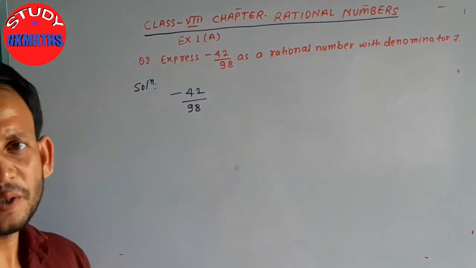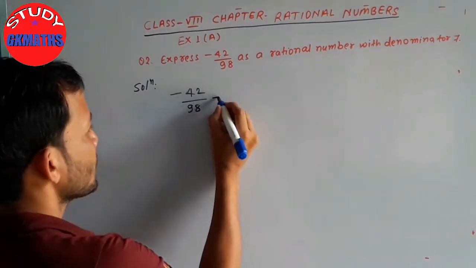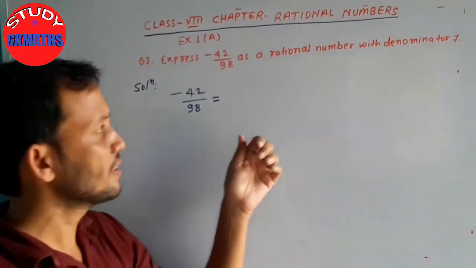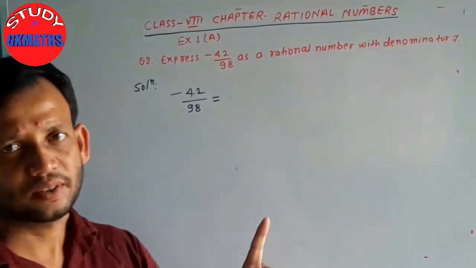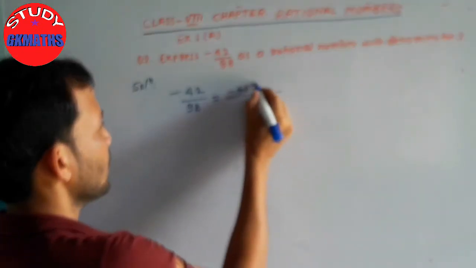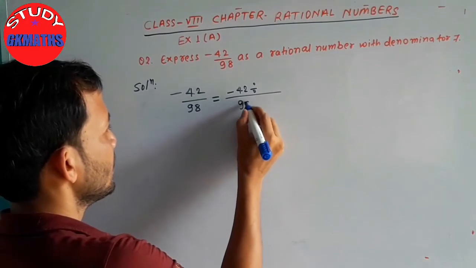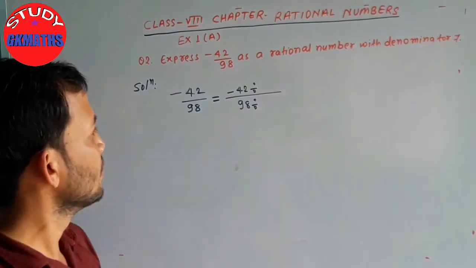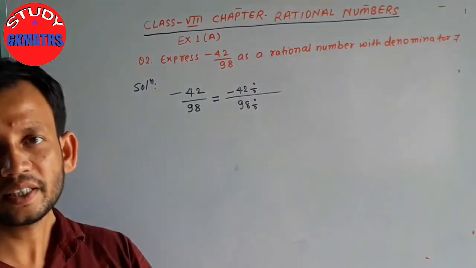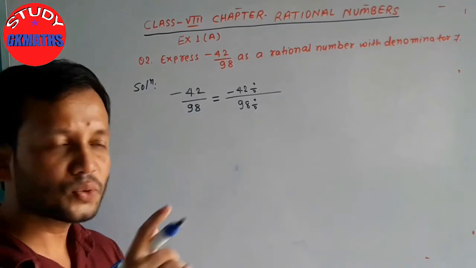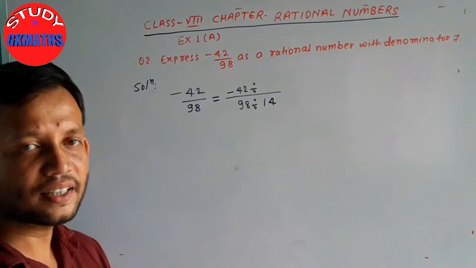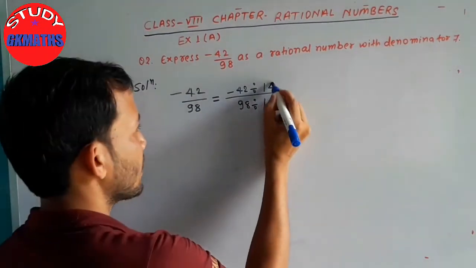Minus 42 upon 98. What should be divided in 98? You will get the result. The denominator is 7. Here we divide minus 42 and 98. The table of 14: 14 times 7 is 98.